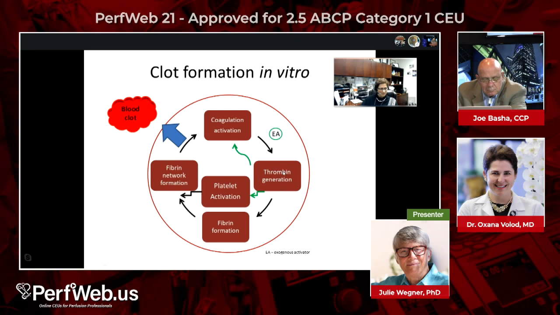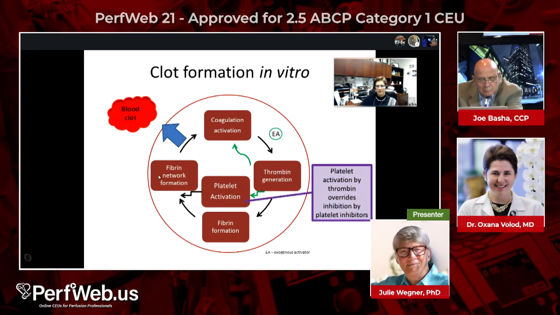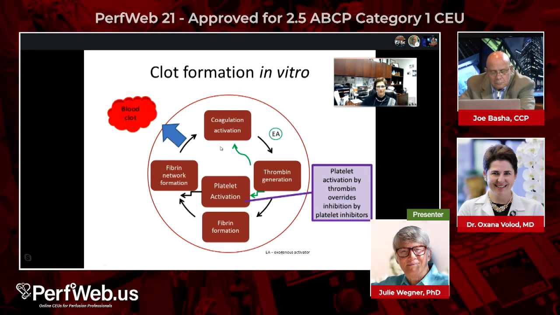You get thrombin generation. Once thrombin is generated, it activates the platelets, as well as causing rapid thrombin generation via the intrinsic pathway to keep this positive feedback cycle going. Then you get fibrin formation, fibrin network formation, and finally the blood clot. Relative to that, platelet activation by thrombin here, versus by the vascular surface in vivo, overrides the inhibition by platelet inhibitors like Plavix, which is why sometimes you don't see the effect of platelet inhibitors in the in vitro situation. So it's important to understand why we may or may not see the effect of platelet inhibitors.